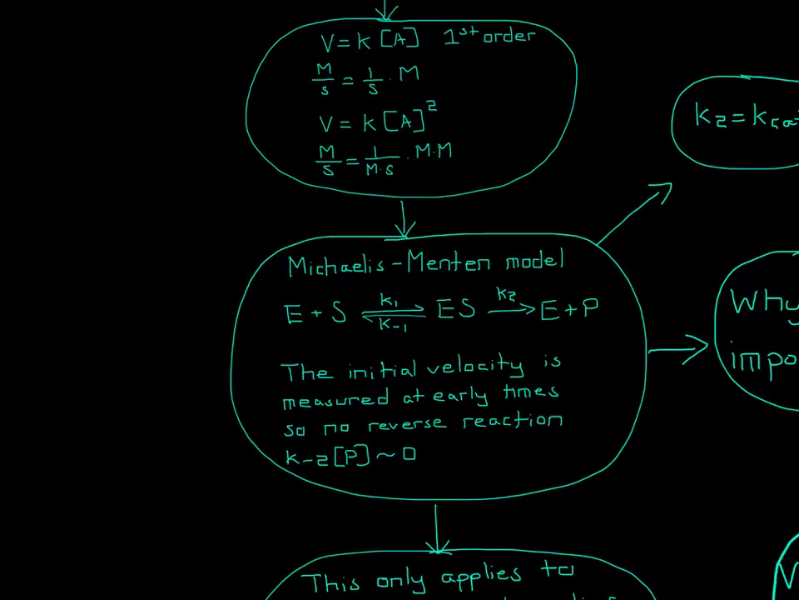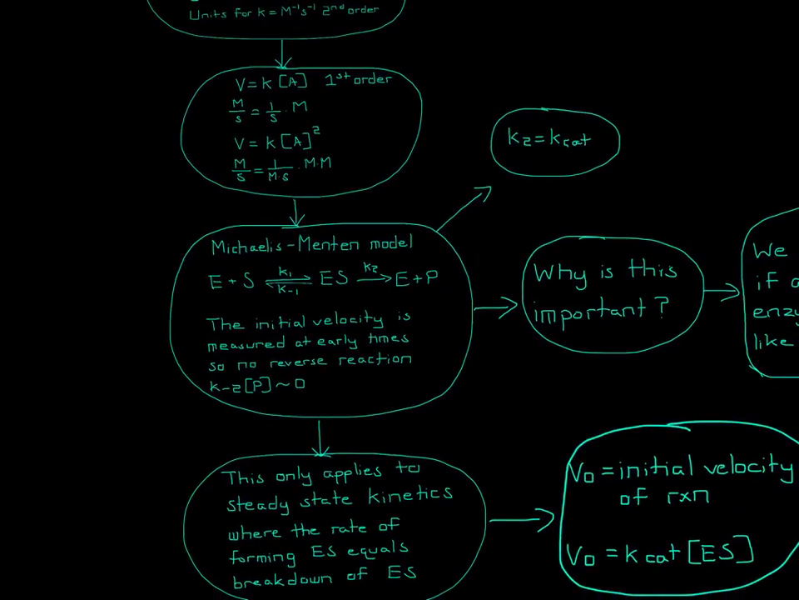shown as K2. Now, a very valid question would be, why isn't there a K minus 2? And that's because the initial velocity is measured at early times, so no reverse reaction is happening. So K minus 2 is approximately 0, and that's why we don't have the K minus 2. Another thing to note is that K2 can actually be shown as K cat. So if you see K cat, that's the same as K2.